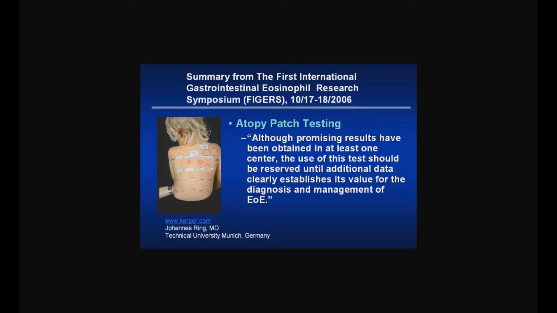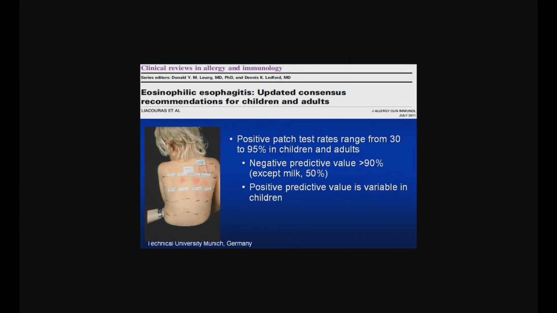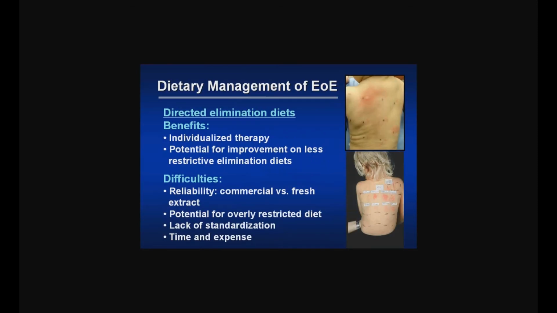And so the follow-up consensus report said there is some variability. The negative predictive value, though, was pretty high, greater than 90%, except for milk. And milk is an interesting food because, again, you can have a negative patch and it can still play a role. The other thing that was stated in that consensus report was that the positive predictive value is variable in children.